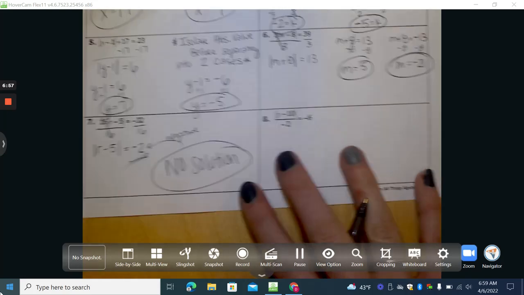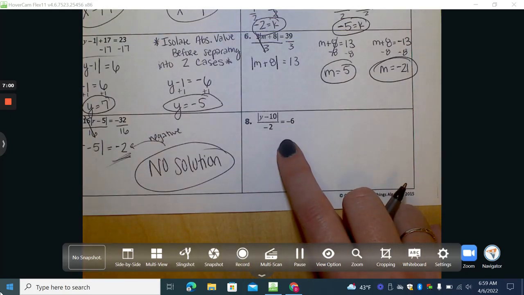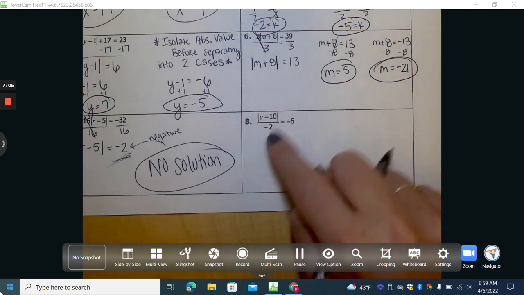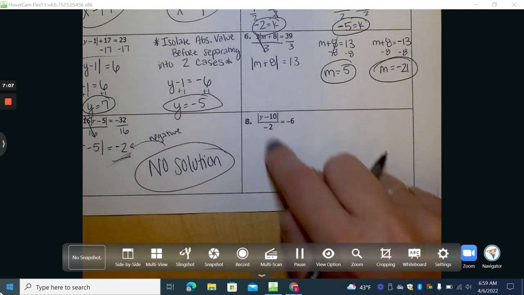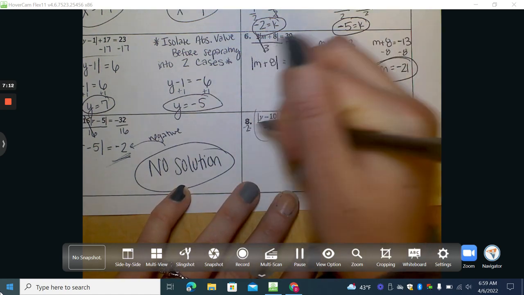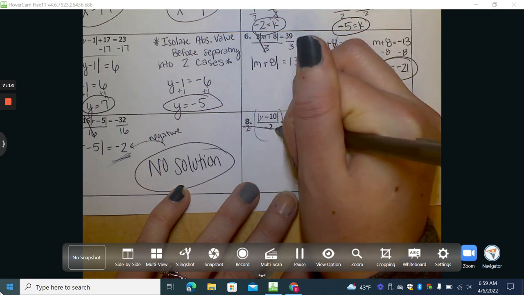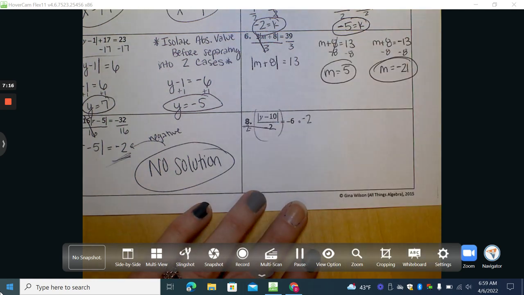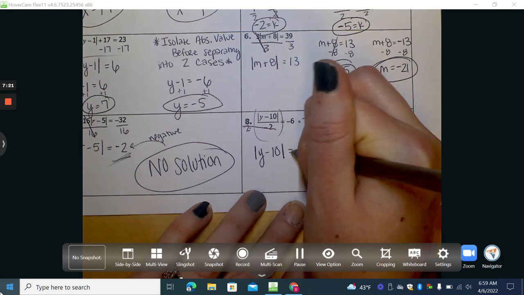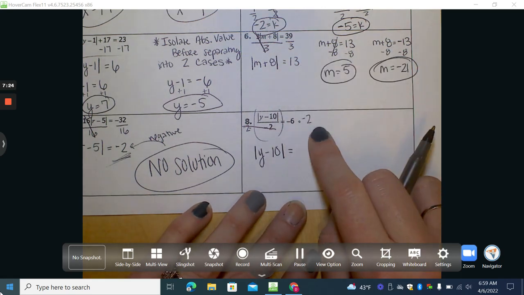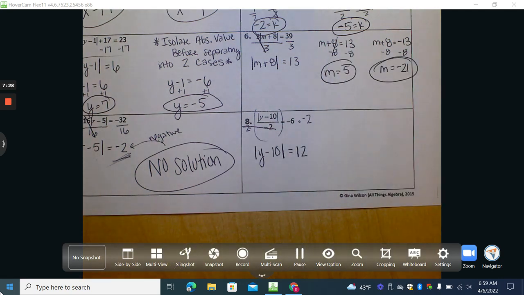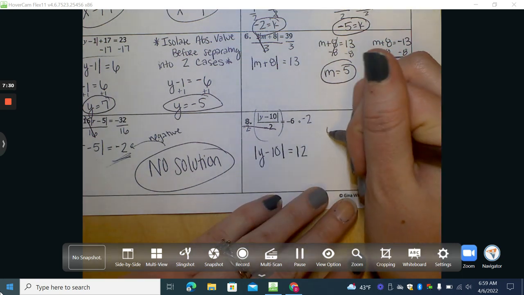All right, last one. Now looking at this one, it looks like it's equal to a negative number. However, my absolute value isn't isolated yet. Right now it's being divided by negative 2, so I'm going to multiply times negative 2 on both sides. That way my negative 2's cancel out. I get y minus 10 isolated. Negative 6 times negative 2 is a positive 12, so that does work out. And I can separate into my two separate equations.